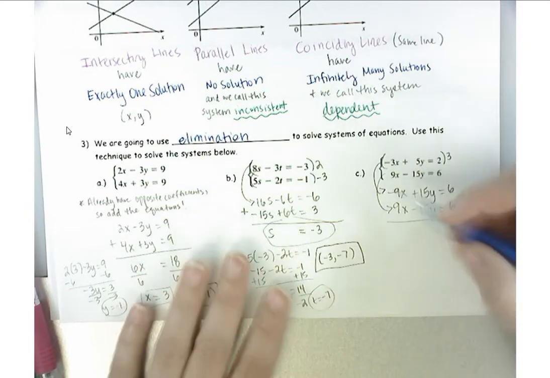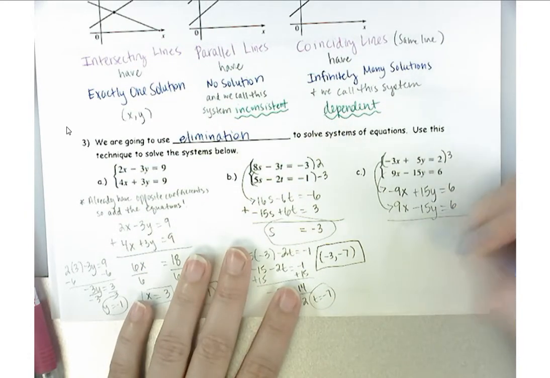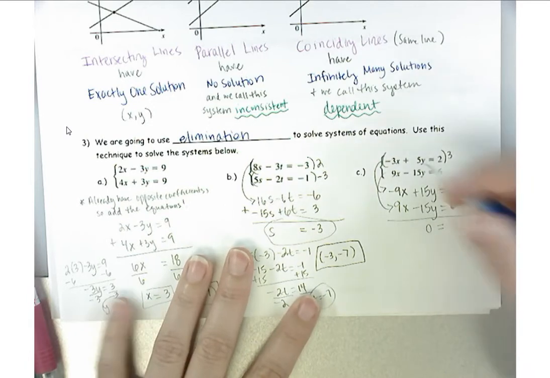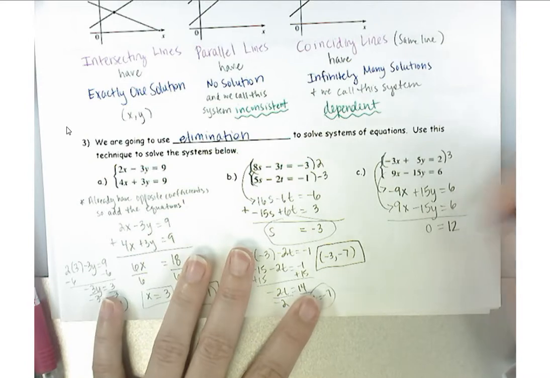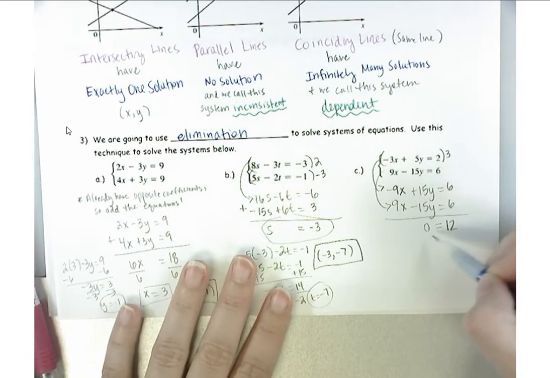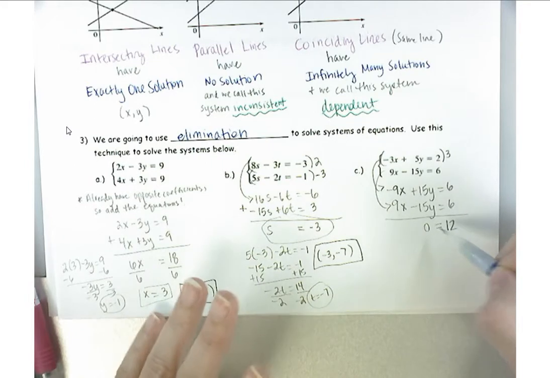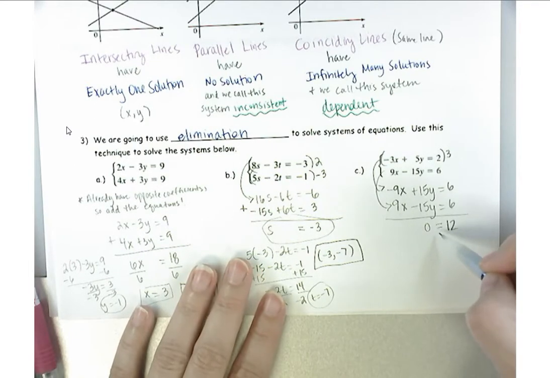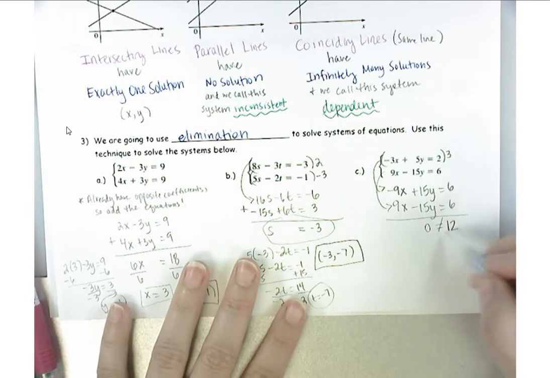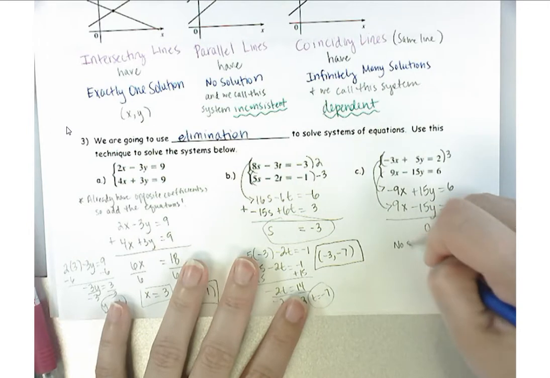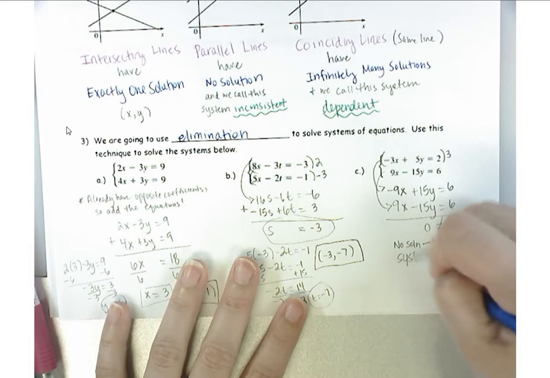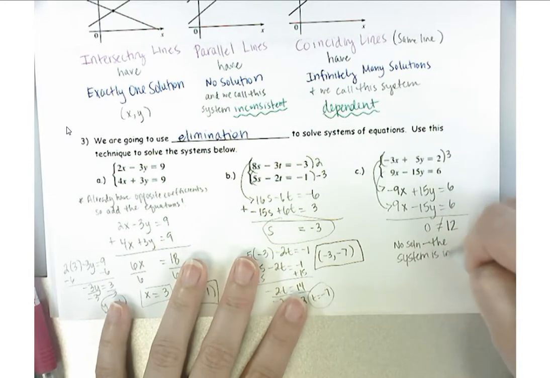Now, something special happens here, right? This is going to be 0. This is going to be 0. What's 6 plus 6? 12. Make sure you put 12 and not 0, because those will be two different situations. When you're left with an equation such as 0 equals 12, you just have to ask yourself, is this true or not true? Does 0 equal 12? Obviously not. So if it's not true, then there's no solution. Okay, and we say the system is inconsistent.